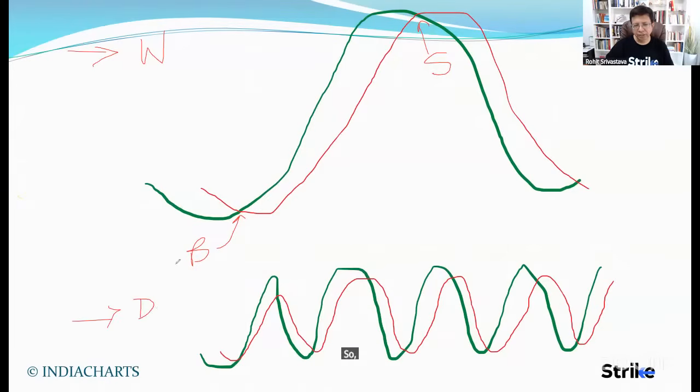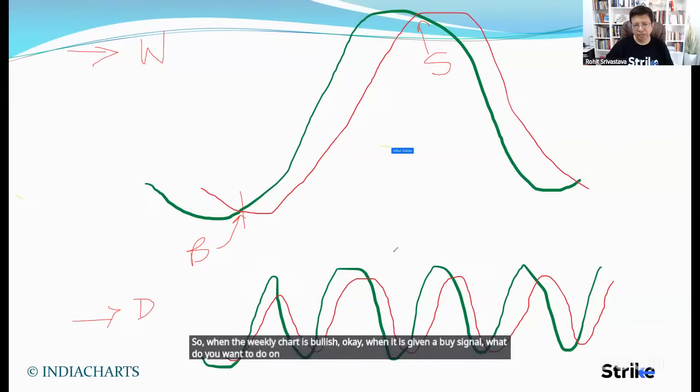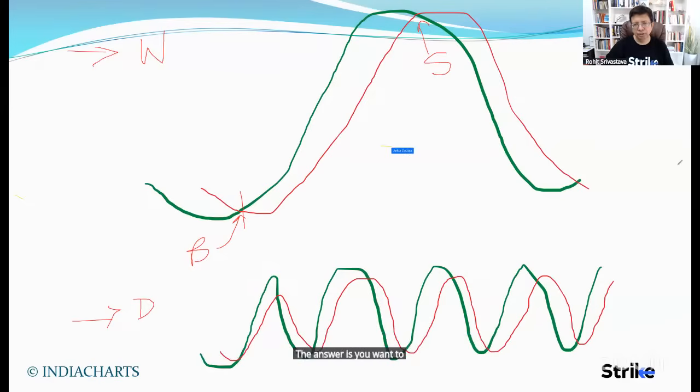So when the weekly chart is bullish, when it has given a buy signal, what do you want to do on the daily chart? The answer is you want to be bullish. So when the higher time frame is bullish, on the lower time frame you only want to trade the bullish trades. You don't want to take the short trades.